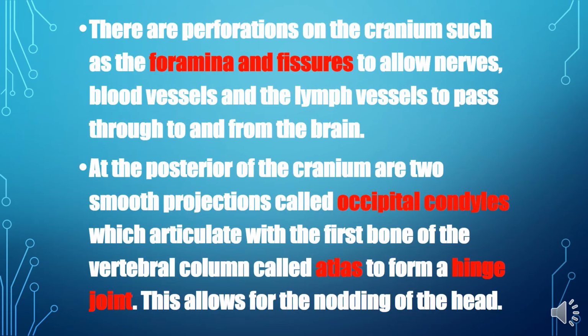There are perforations on the cranium such as the foramina and fissures to allow nerves, blood vessels, and lymph vessels to pass to and from the brain. At the posterior of the cranium are two smooth projections called occipital condyles, which articulate with the first bone of the vertebral column called atlas to form a hinge joint. This allows for the nodding of the head.